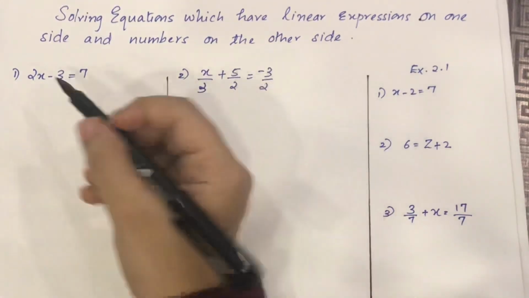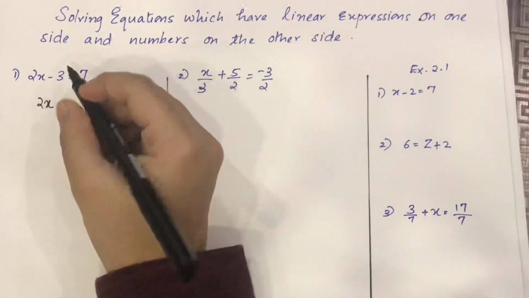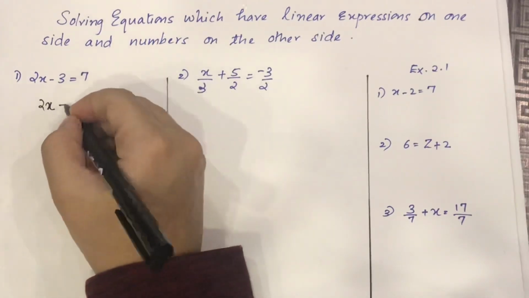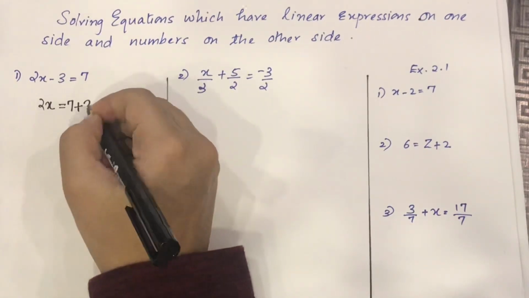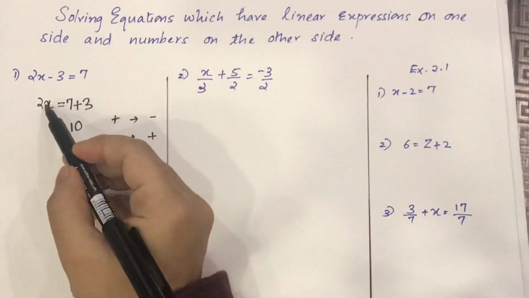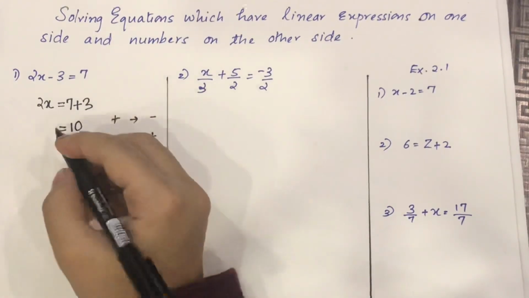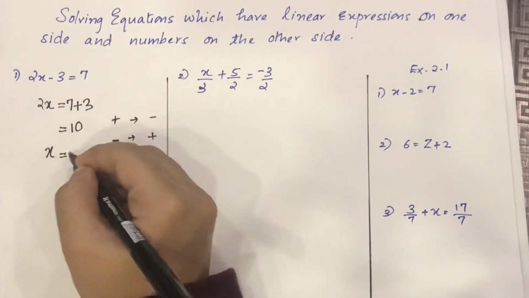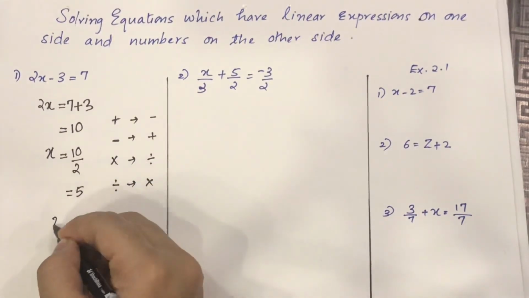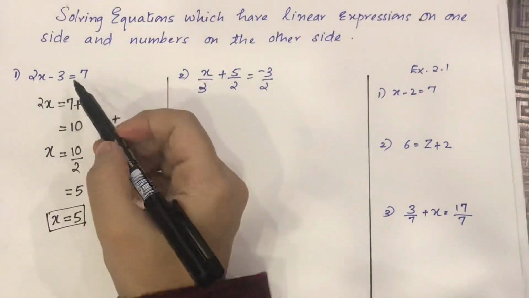So here in this example, 2x minus 3 is equal to 7. So you write 2x. Since you're taking the 3 to the other side, here it is minus 3. So when you take it to the other side, it becomes plus 3. So 2x is equal to 10. Now here it is multiplication. So 2x means 2 into x. So when you take it to the other side, it becomes division, which is 5. So x is equal to 5 is the solution to the given equation.